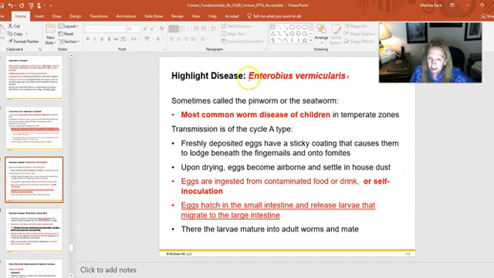So Enterobius vermicularis is the most common worm in children in any of the temperate zones. This is what we call pinworm or seatworm. You've heard it called pinworm or seatworm. It is really very common everywhere here. The adult worms are tiny, not much larger than a grain of rice. The eggs are going to be hatching in the small intestines and then migrating to the large intestines where the adults actually mate, and then lay their eggs in the perianal area.